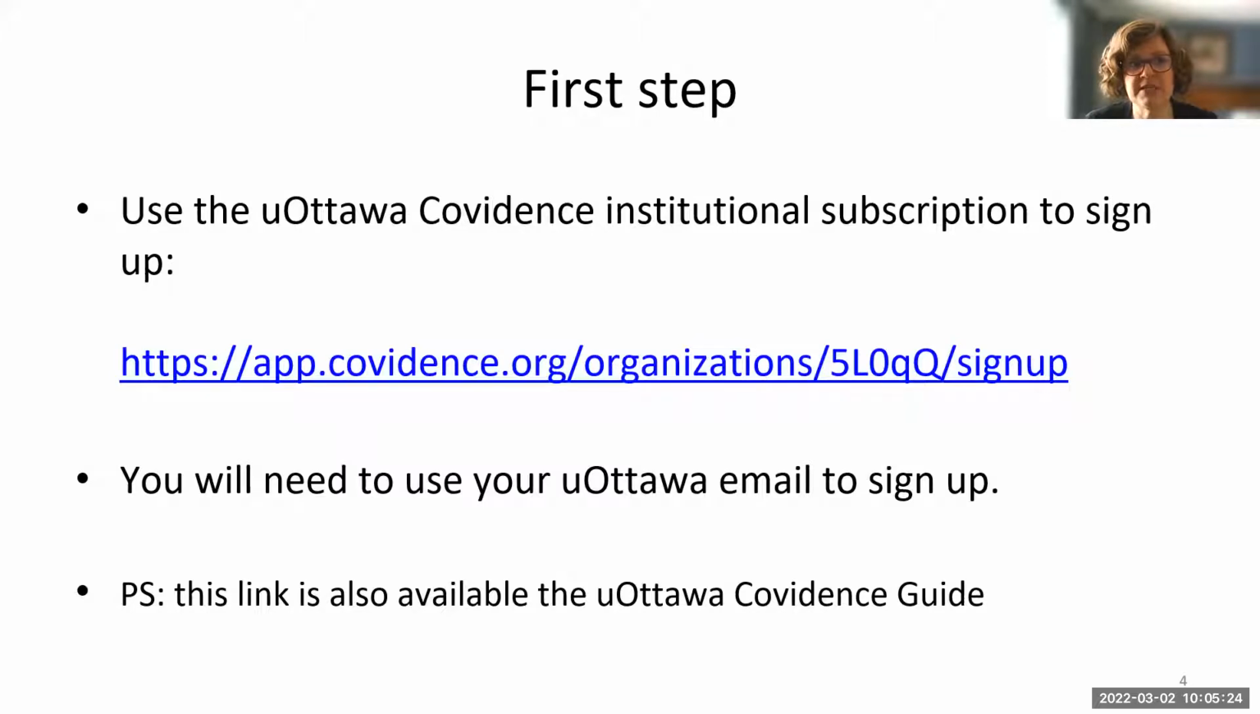So the first step is to subscribe to Covidence. The University of Ottawa has an institutional subscription. The way it works to get that more advanced institutional account is to ask for an account by clicking on that link. So that's the first step. And you will need to use your University of Ottawa email to sign up. Also, the link here is also available on the University of Ottawa Covidence guide, but I will put the link in the chat in a minute, just after I'm done in the next few minutes with this PowerPoint.